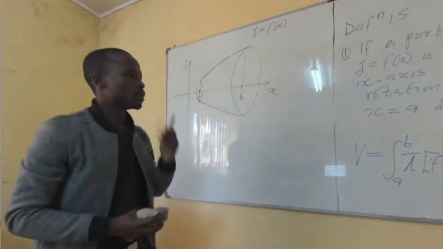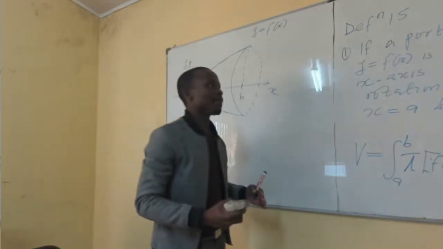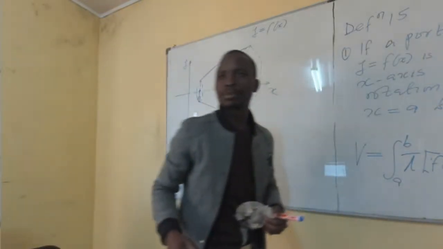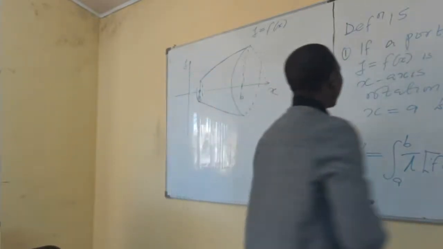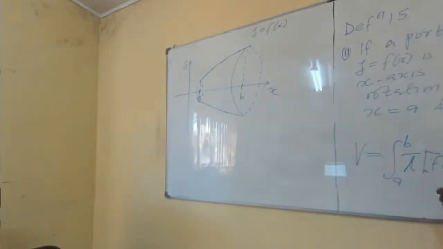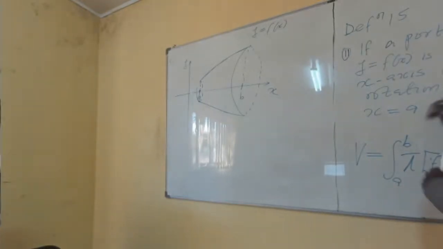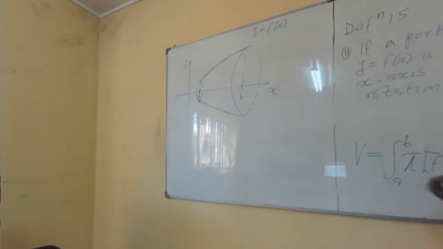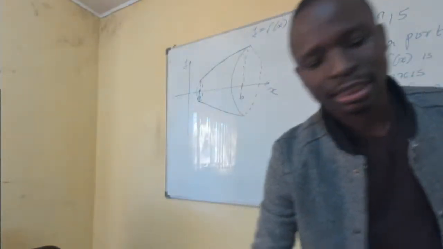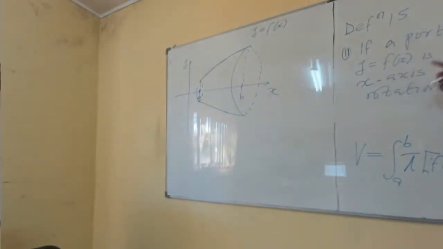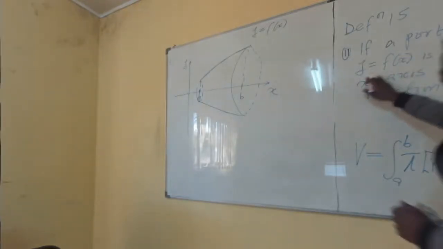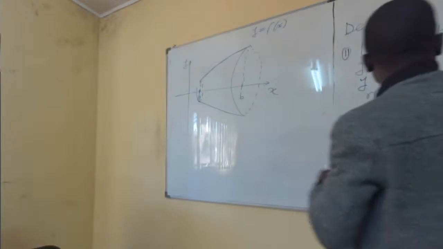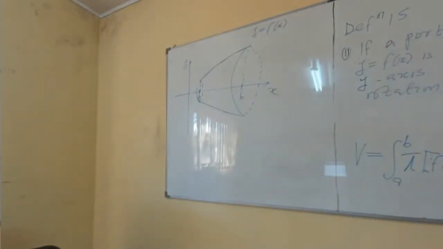Okay, now the other thing is, what happens? Let's go to number 2. Part 2, similarly, says, if a portion of a curve y equal to f of x is rotated about the y-axis, here now, the point of rotation is on the y-axis.